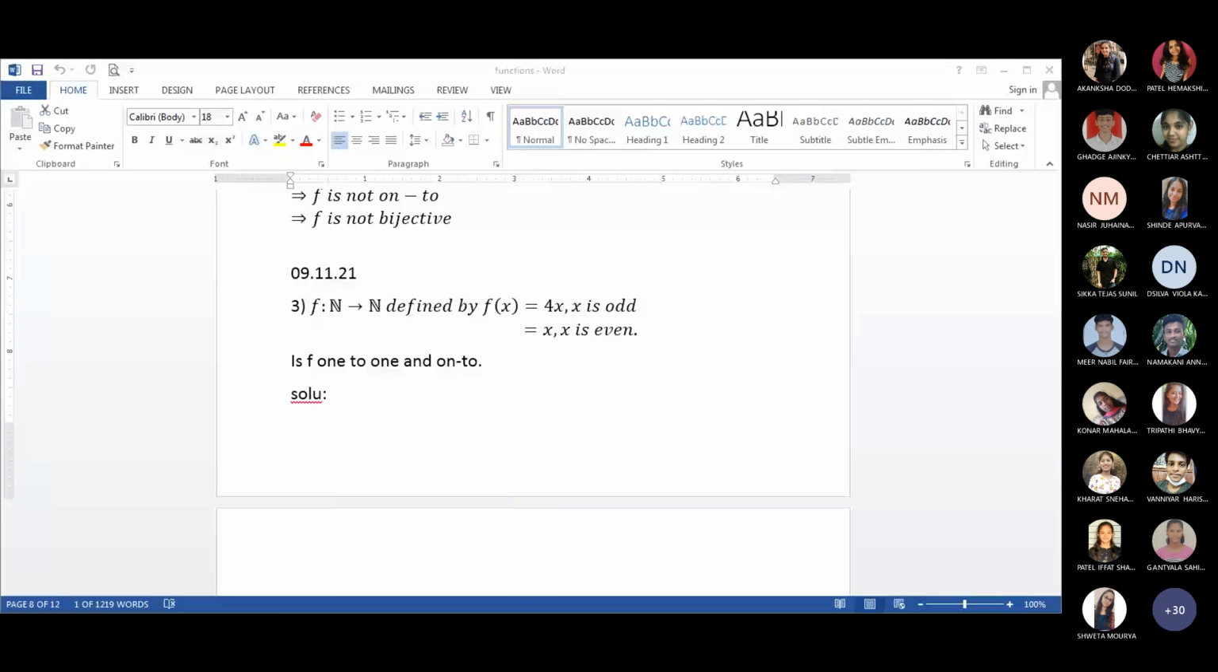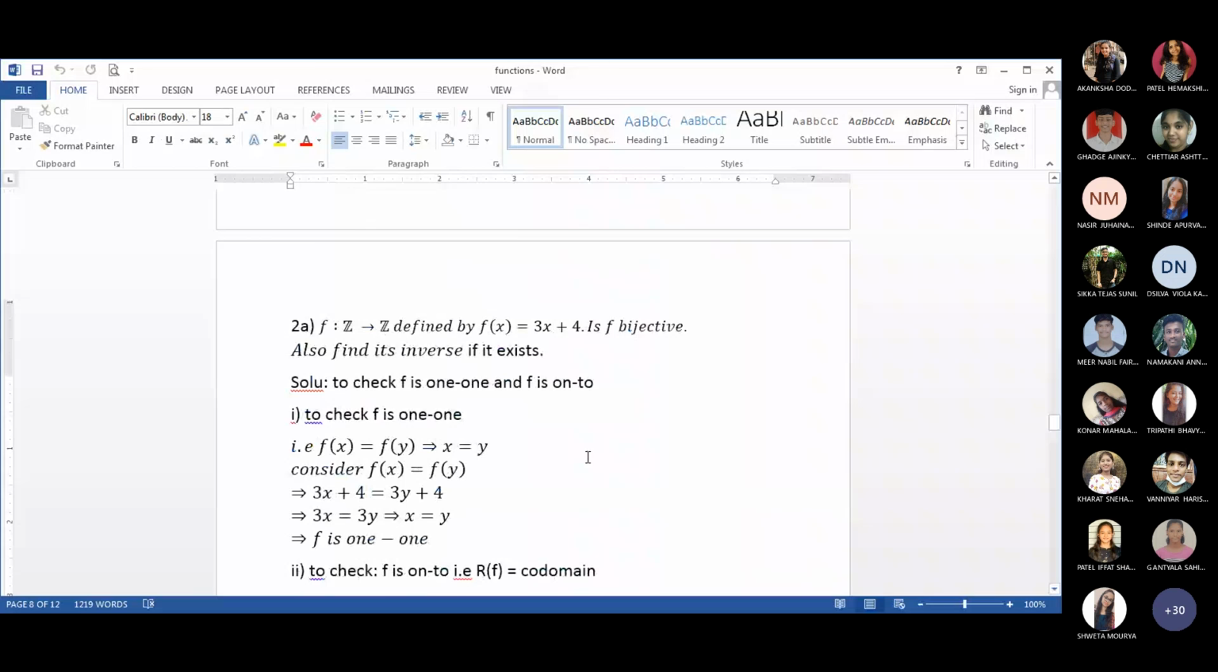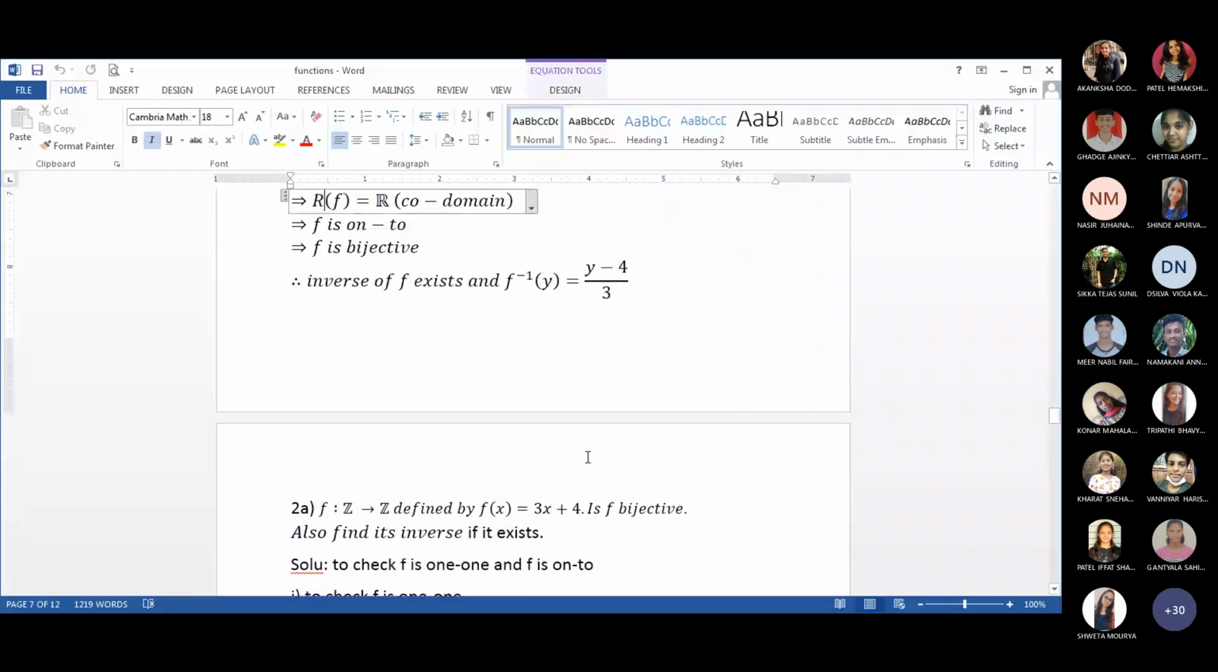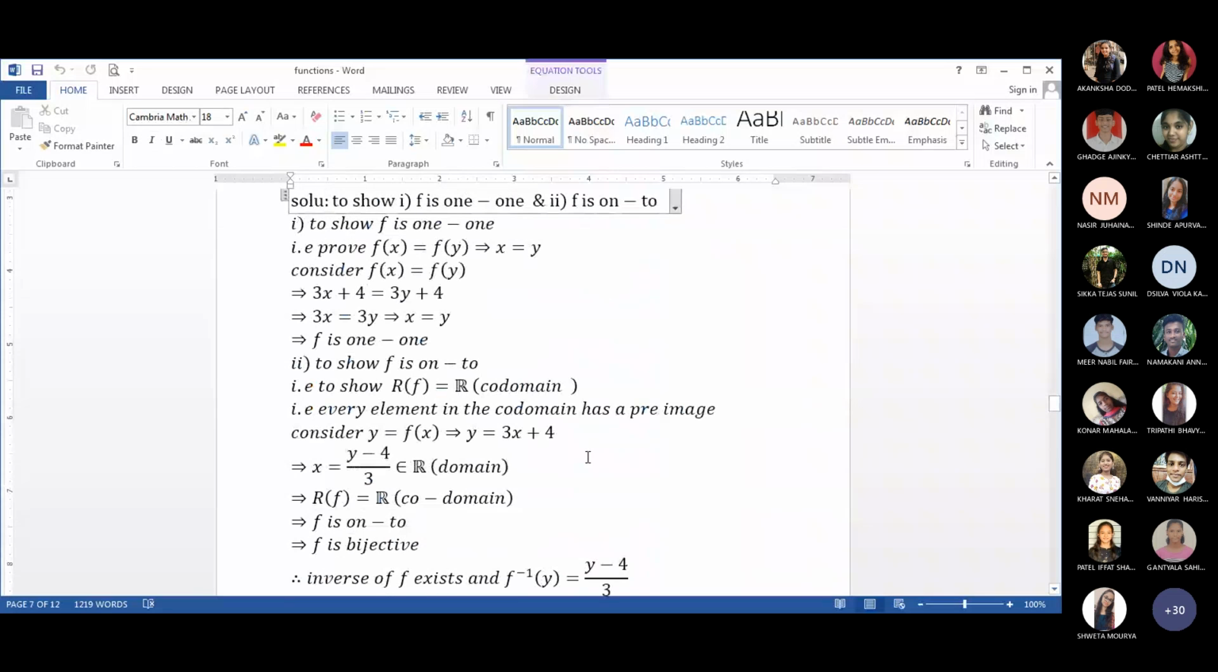There is one query in the chat box: can you explain injective and surjective function? Okay, so I will just revise what we have done yesterday for one-to-one and onto function. One-to-one means it is injective and onto means it is surjective. If it is one-to-one as well as onto, then we say the function is bijective. So I will just revise the definition of a function we have discussed.